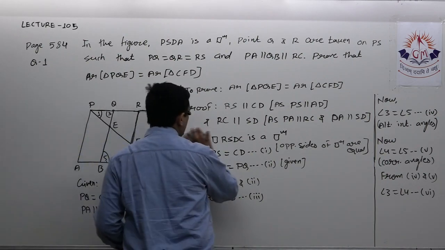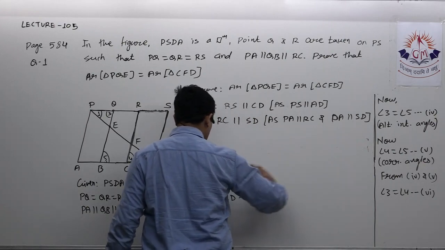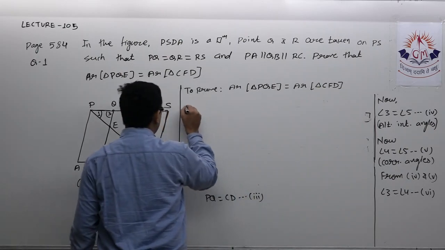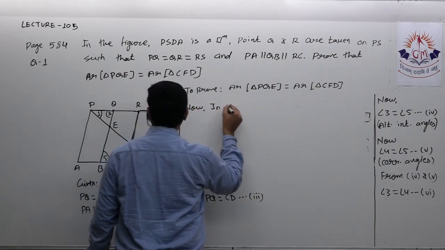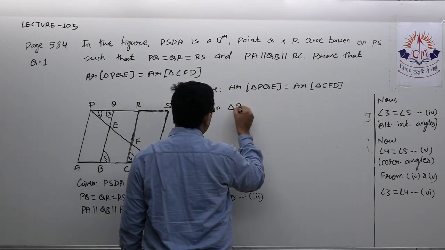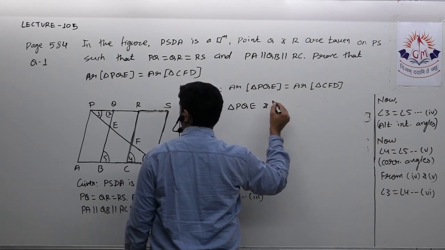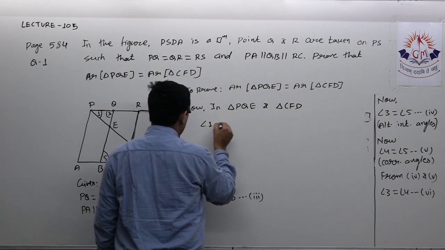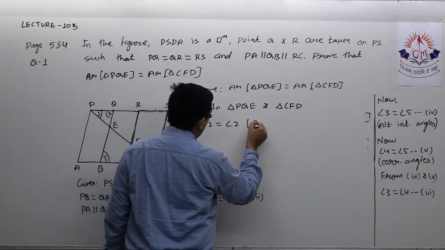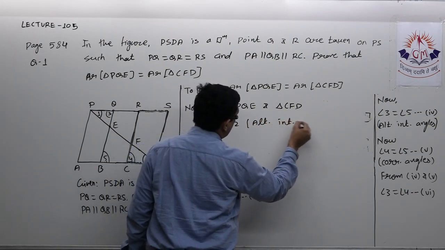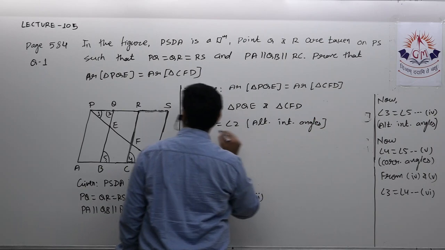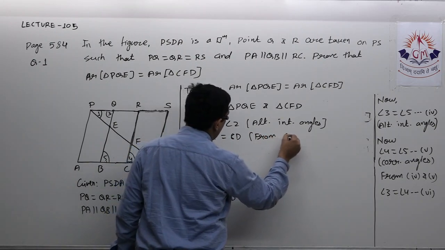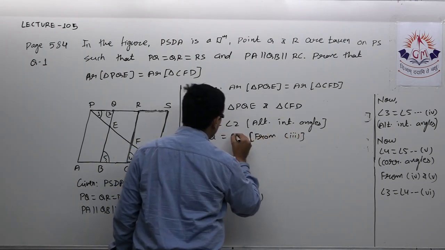Okay, so now we'll see the further solution over here. See, this PQ equal to CD we need, so I'm keeping it as it is. So now in triangle PQE and triangle CFD, angle 1 is equal to angle 2. Here I can write alternate interior angles. PQ is equal to CD, that I can write from third. I proved this in equation number third. I'm using this result from this.